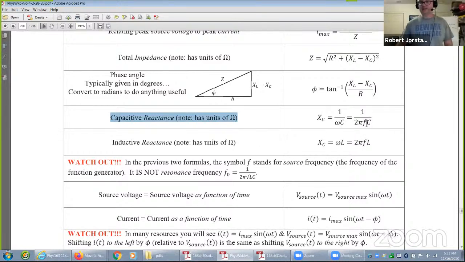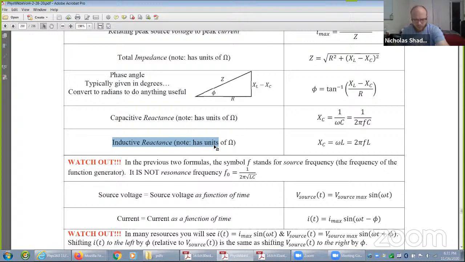On the other hand, if you use a battery, the frequency is basically zero and the capacitor has infinite reactance and it totally stops current flow. We know this from experience. Okay. Quick question. Go ahead.